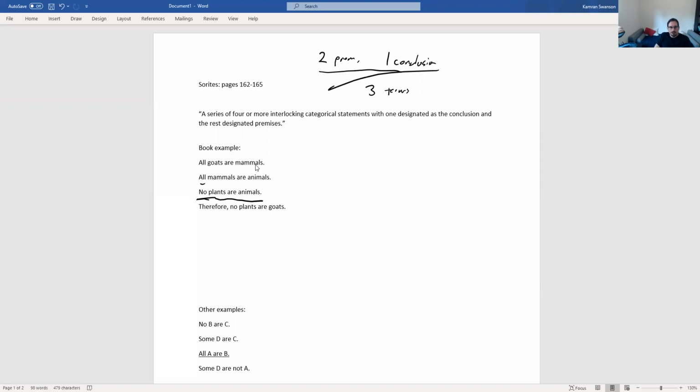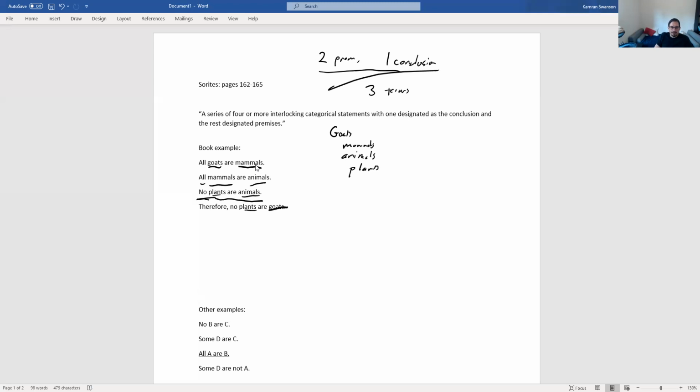So how many terms do we have here? We have goats, that's 1, repeated twice. Let me underline it. We have mammals, repeated twice. We have animals, repeated twice. And we have plants, repeated twice. So here we have 4 terms, not 3. Immediately we can tell that this is more than 1 categorical syllogism, both because it has more than 2 premises and because it has more than 3 terms.